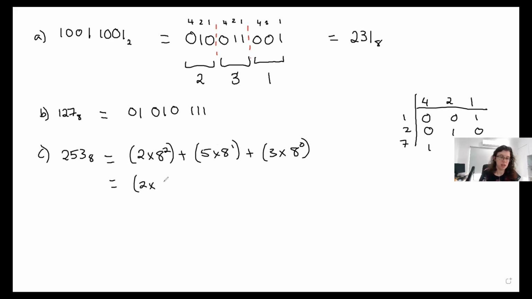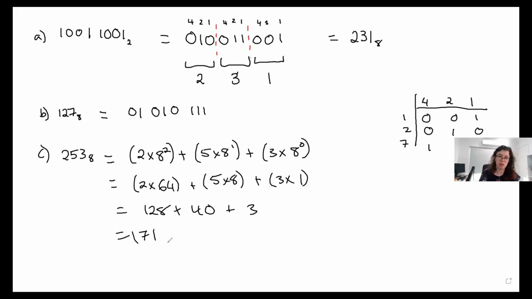So we have 2 times, that's going to be 64, plus 5 times 8, plus 3 times 1, to give us 128 plus 40 plus 3, which is going to give us 171 with a base of 10. Cool. So that's our octal calculations. Any questions about those, feel free to pop them in the chat.